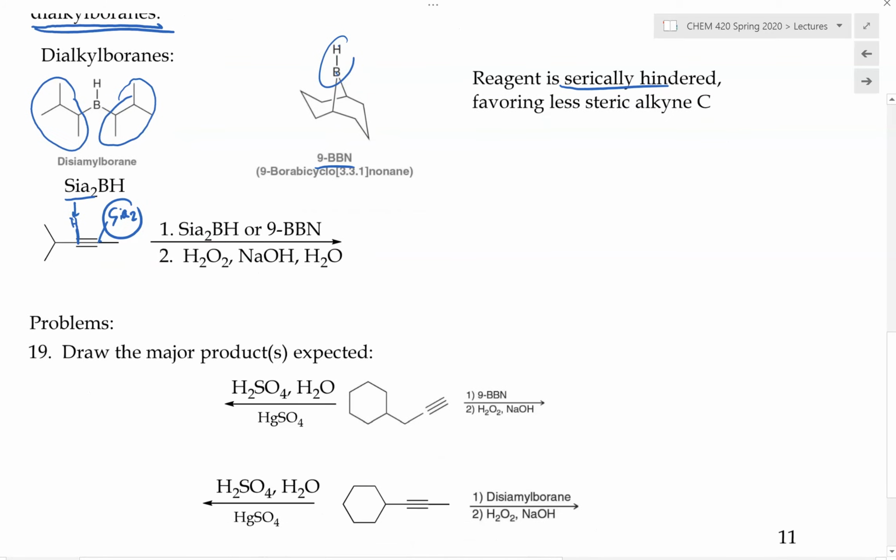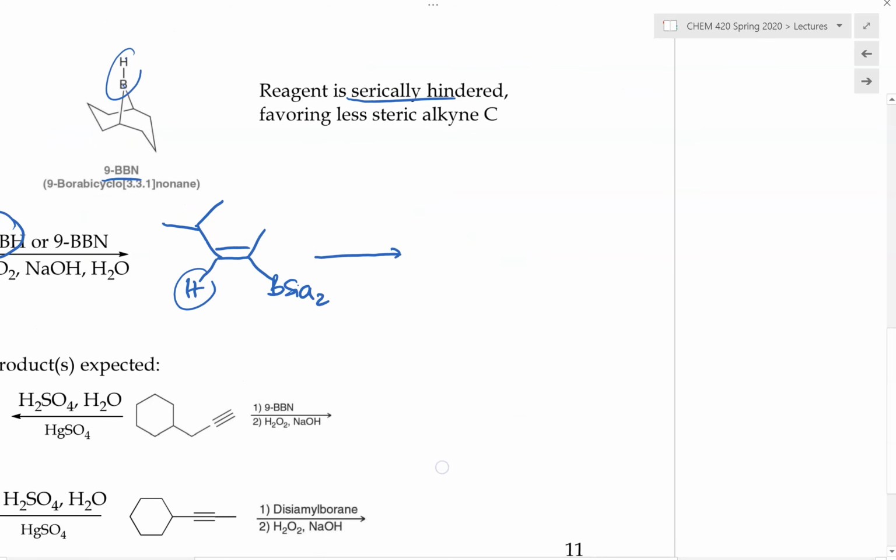So the product of this reaction, if we use this reagent, will be this product right here. The boron there, the two alkyl groups right here, the isopropyl group over here, and the hydrogen right here. So the hydrogen is added to the more bulky, or more substituted, carbon. This is followed by the oxidation step, step number 2 with hydrogen peroxide. Then this becomes the enol.